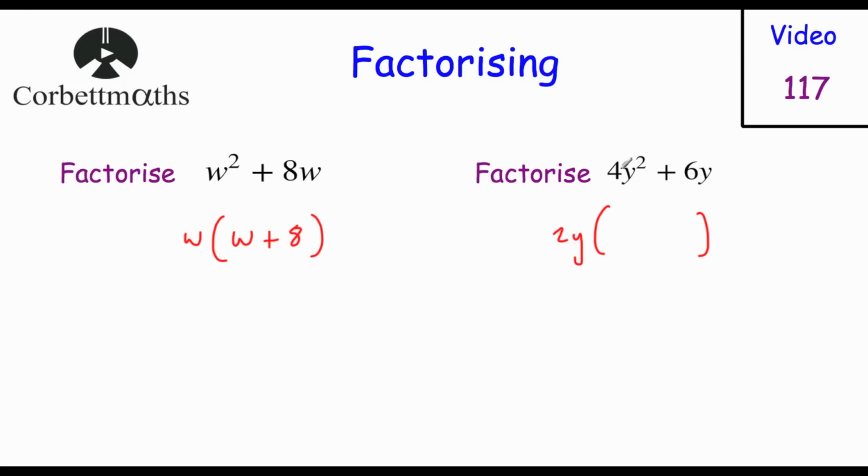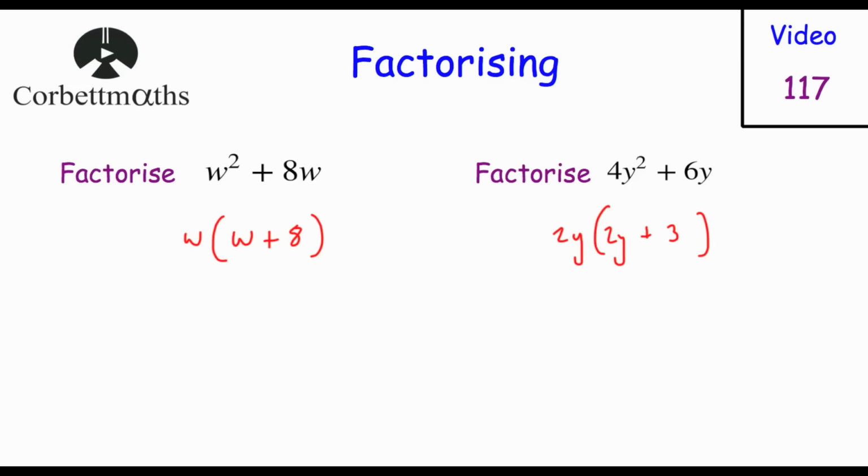Well, 4y squared divided by 2y, well, that will leave me with 2y, because 2y times 2y is 4y squared. And then plus, and if we had 6y divided by 2y, that would just leave us with 3. So our answer would be 2y bracket 2y plus 3.